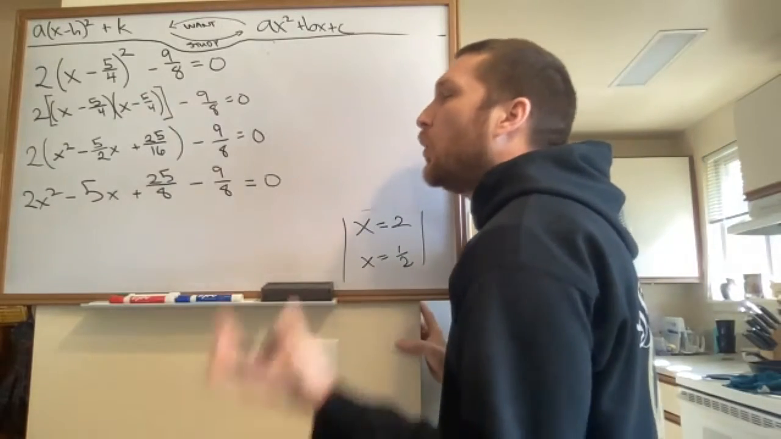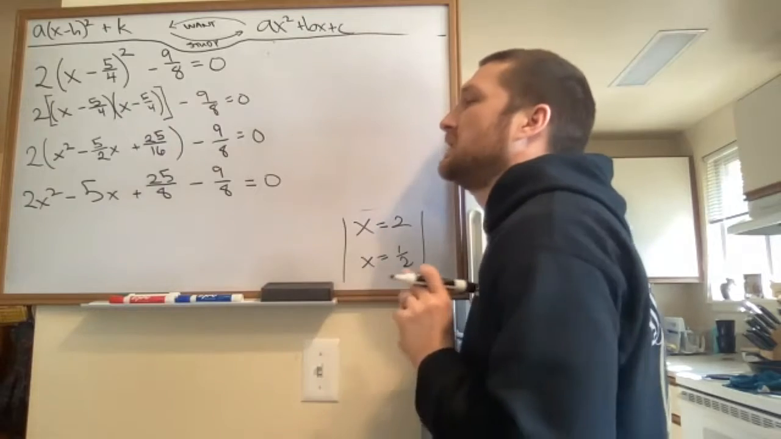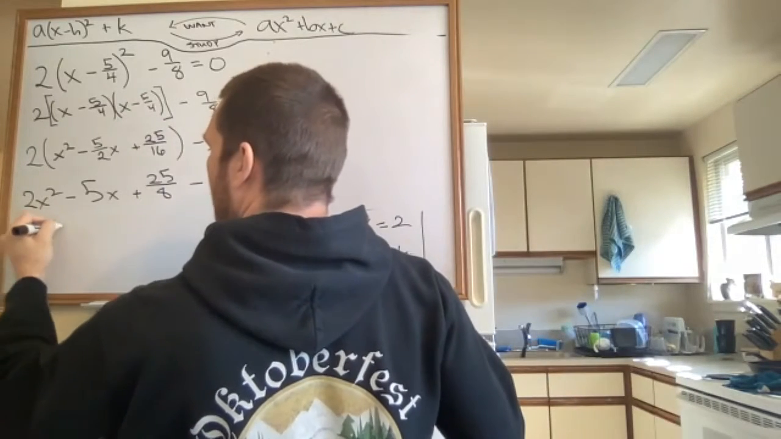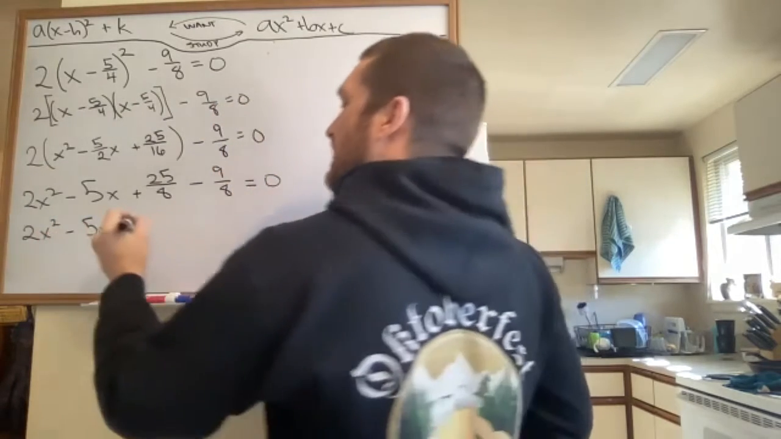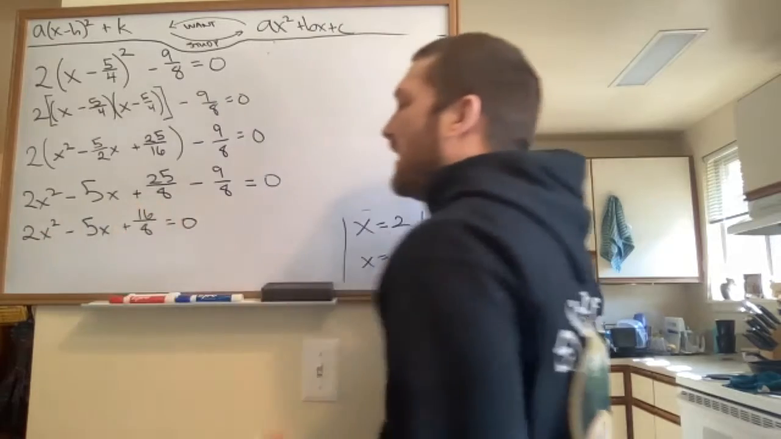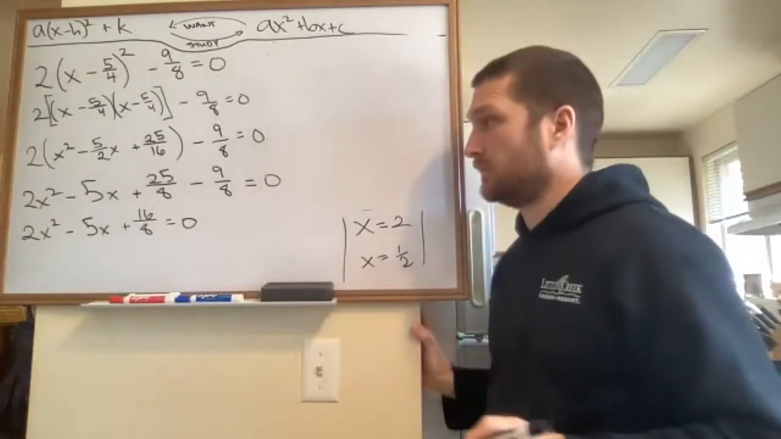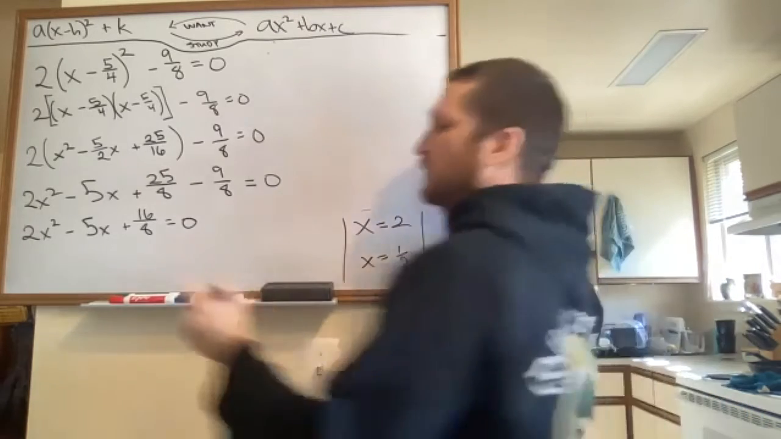But now, what's 25 eighths minus 9 eighths? It should just be 16. I believe so. 25 minus 9 is 16 eighths, which reduces to what? 16. Oh. 2. 2. There we go.